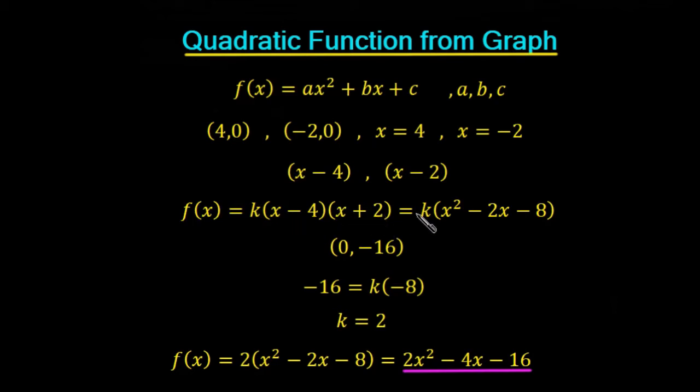Whenever we multiply that out we get k times, and the two x's multiply to get x squared. We get 2x minus 4x, which is minus 2x, and minus 4 times 2 is minus 8.